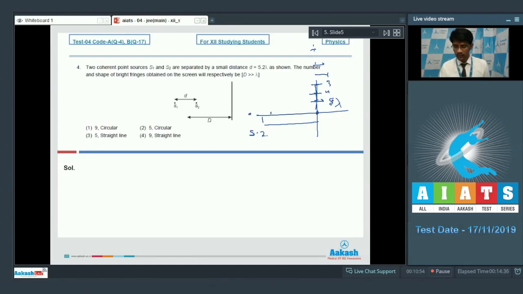So on a screen we shall have 5th order, 4th order, 3rd, 2nd order and 1st order. Effectively we will have these 5 different orders of the interference pattern. This is the way the interference pattern will be formed on the screen. So the total number of maxima would be 5, and we shall have circular fringes on the screen. So for question number 4, option 2 is the correct answer. Now let's see question number 5.